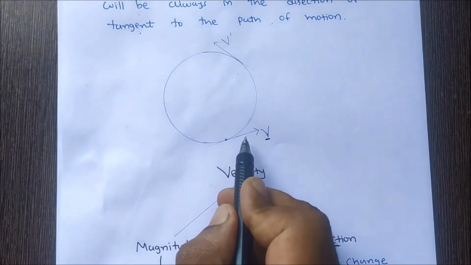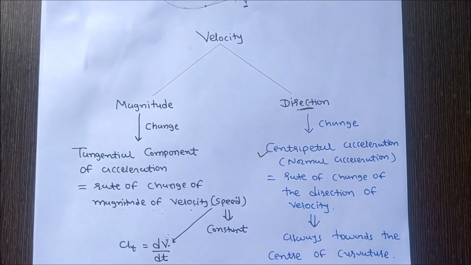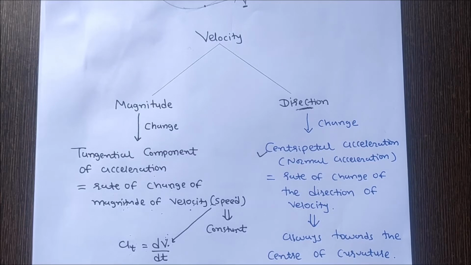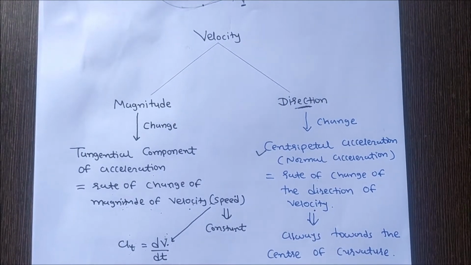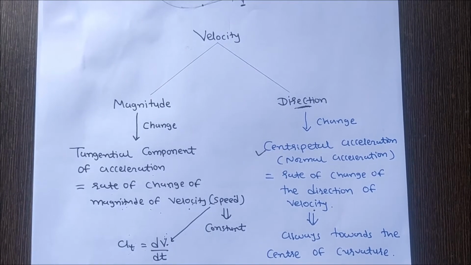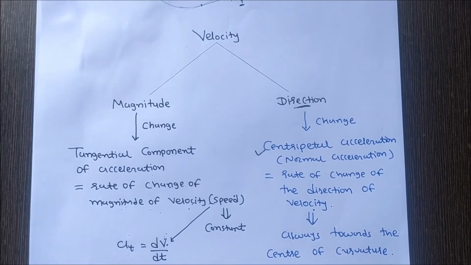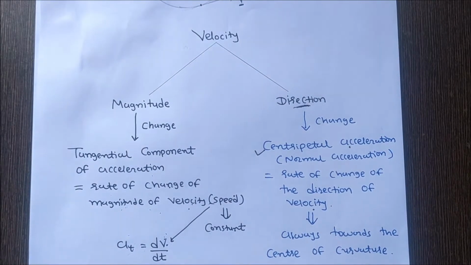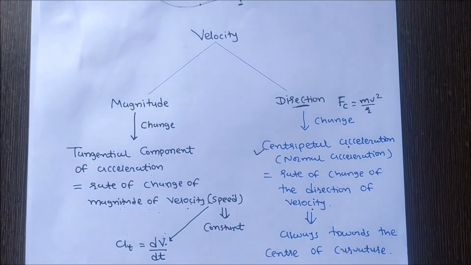If direction of velocity is continuously changing, then there is always centripetal acceleration, and its direction is always towards the center of curvature. Centripetal acceleration means rate of change of direction of velocity. And if there is a centripetal acceleration, then there is always centripetal force. Its value is mv square by r, always acting towards the center of curvature.